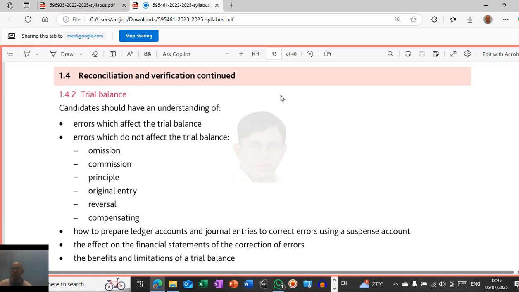Reconciliation and verification. So, trial balance. Candidates should show understanding of errors which affect the trial balance and which do not affect the trial balance, like error of omission, error of commission, error of principle, error of original entry, and compensating errors. How to prepare ledger accounts and entries to correct errors using a suspense account, the effect on financial statements of correction of errors, and the benefits and limitations of the trial balance. So we will learn this in 1.4.2.